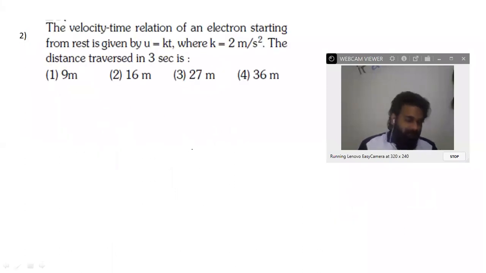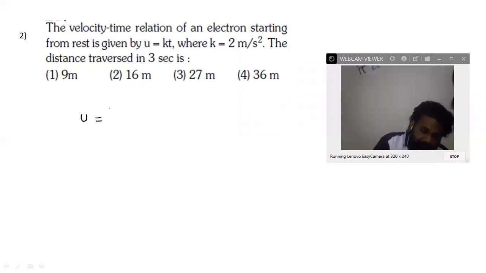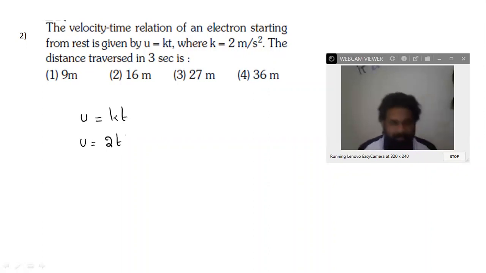Next one. The velocity time relation of an electron starting from rest is given by v is equal to kt, where k is 2 meter per second square. The distance traversed in 3 seconds is? Okay, so here velocity is given, v is equal to kt, where k is 2 meter per second square. So v is equal to 2t. This is the velocity.